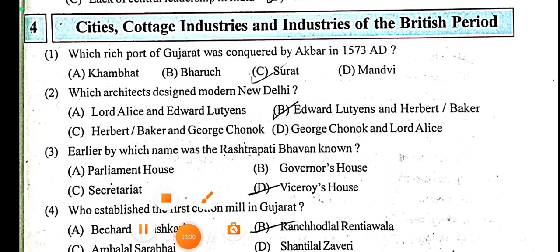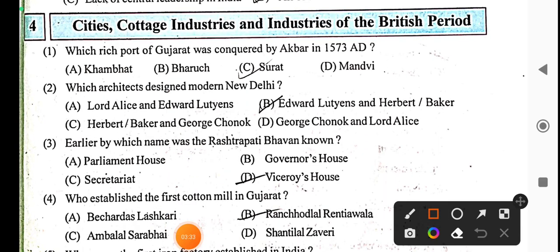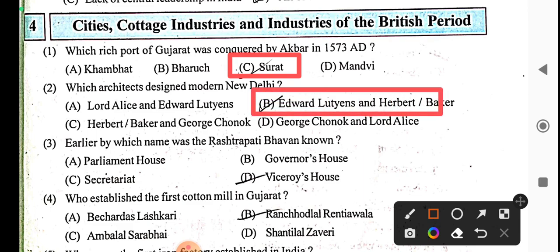Chapter number 4, Cities, Cottage and Industries of British period. Which rich port of Gujarat was conquered by Akbar in 1573? Surat. Which architects designed modern New Delhi? Edward Lutyens and Herbert Baker. Earlier by which name was the Rashtrapati Bhavan known? Viceroy House.